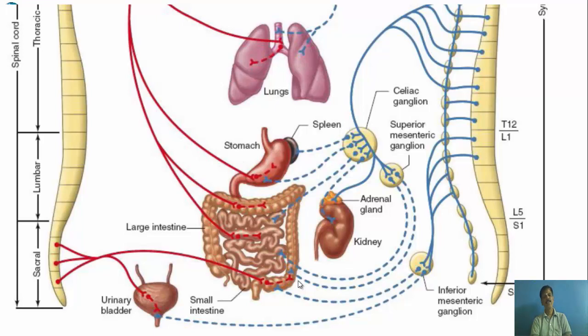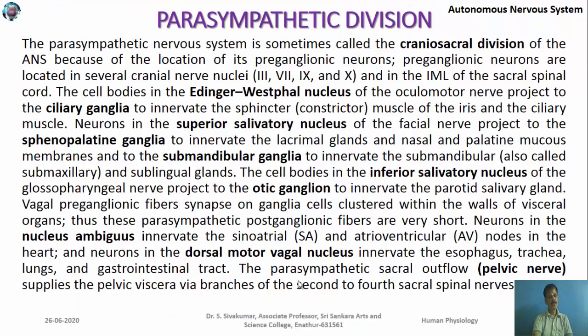In the case of the sympathetic nervous system, we have the ganglia present outside the organ, outside the spinal cord. But in the case of the parasympathetic nervous system, the ganglion, the junction, the synapse is usually present within the target organ only. And then the post and pre-synapses are usually present in the organ itself. That is the major difference between the parasympathetic and sympathetic nervous system.